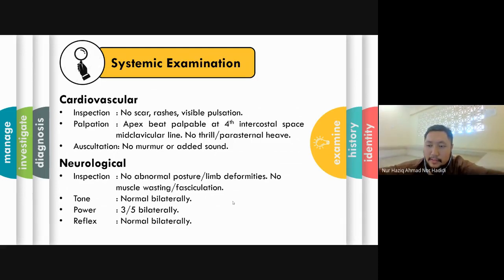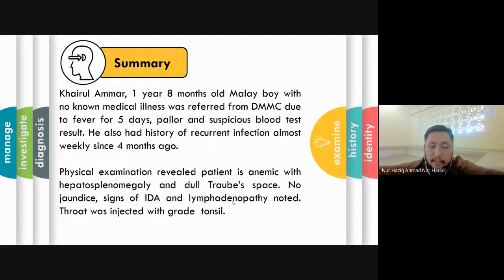So for the summary, Adik Khairul Anwar, 1 year 8 months old Malay boy with no known medical illnesses, was referred from Darul Makmur Medical Center due to fever for 5 days duration associated with pallor and suspicious blood test results. And he also had a history of recurring infection and pallor almost weekly since 4 months ago. On physical examination, the patient is anemic, with hepatosplenomegaly and dull throat space. No jaundice, signs of iron deficiency anemia or lymphadenopathy noted. On throat examination, the throat is injected with tonsil grade 3.